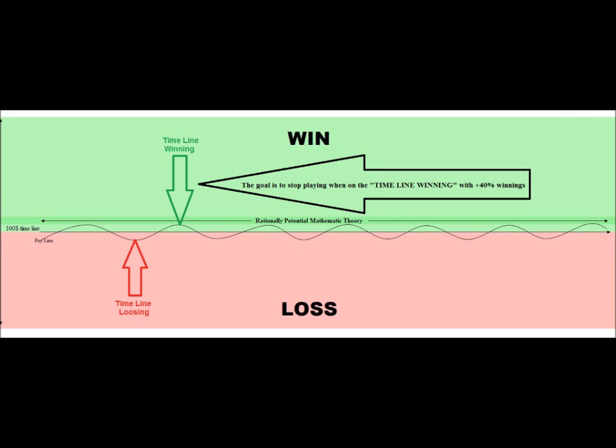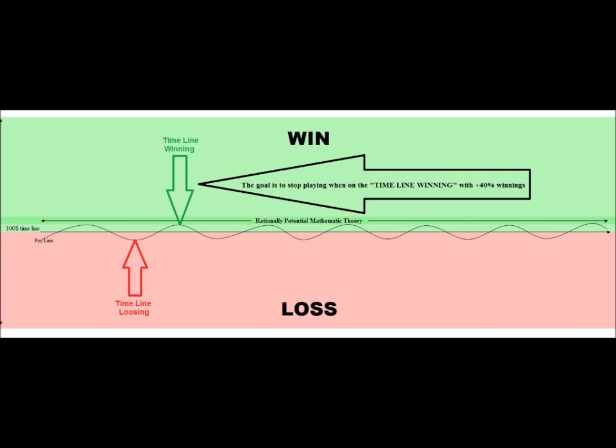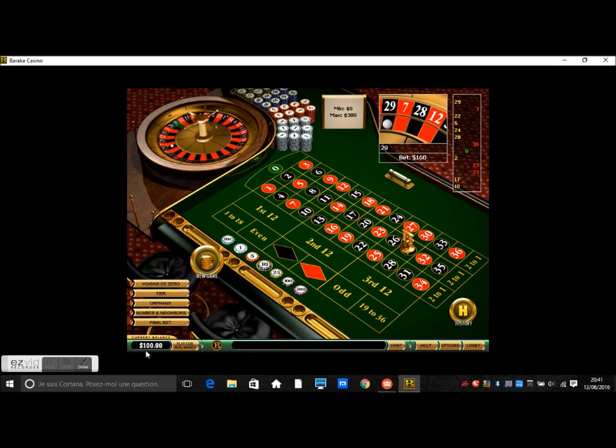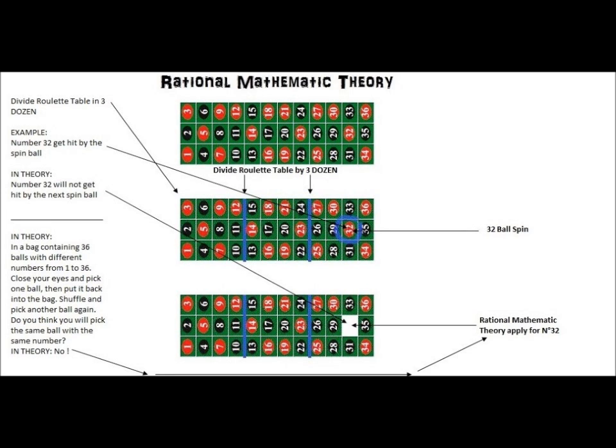On the strategy I am going to show you, if you represent it as a graphic on a timeline with a $100 value as a line scale, you will see that the graph fluctuations are very low and stay across the $100 line scale. Going like small wins, small losses, small wins, small losses, and so on for a long time scale. As this is a low risk, long time betting strategy, I will then use the rational mathematic theory to push the odds on my side.